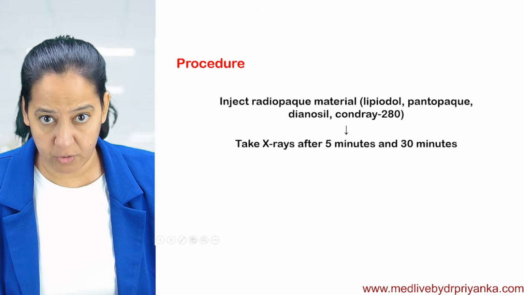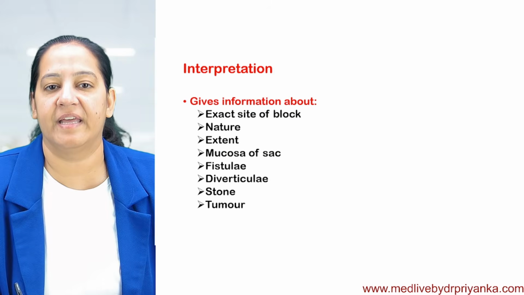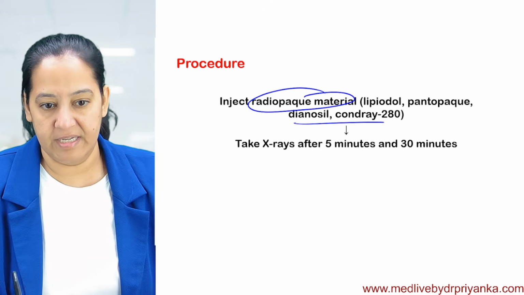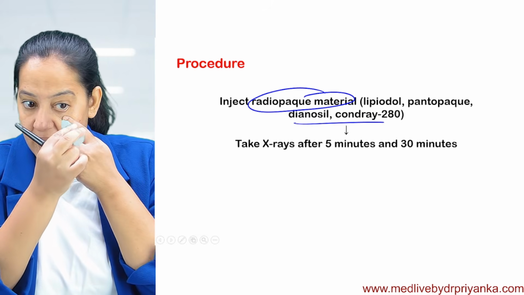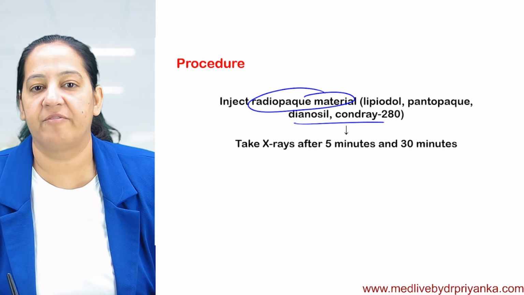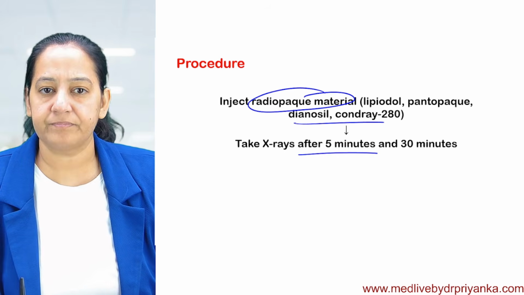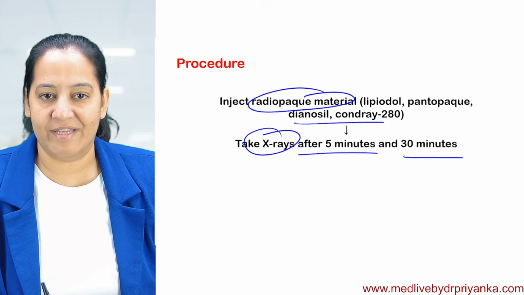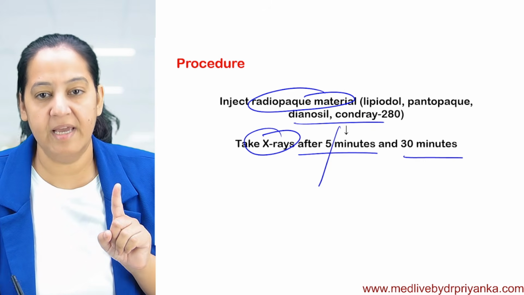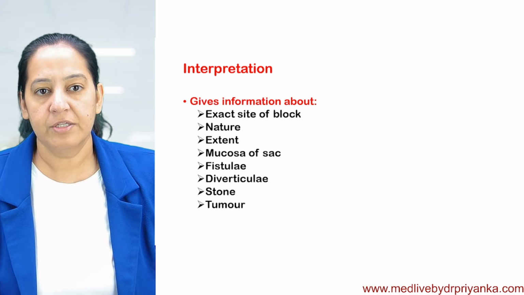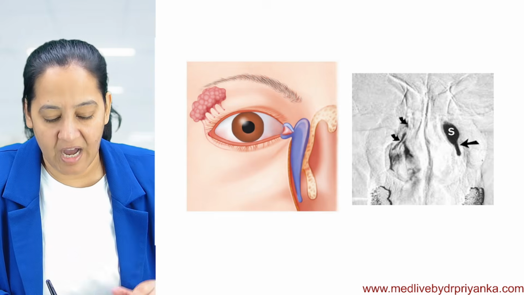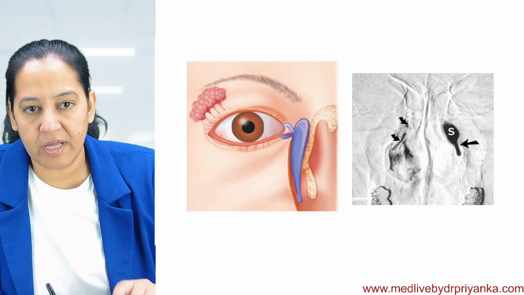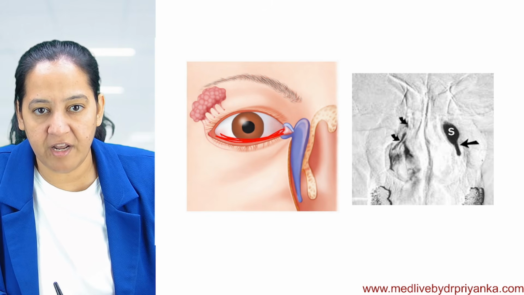For that, we are performing dacryocystography. So what we are doing, we are taking a radio opaque material and we are instilling it in the eye. Suppose this is the radio opaque material. I'm instilling it in the eye and waiting for 5 minutes. After 5 minutes and 30 minutes, I will take two X-rays. The first X-ray I will take after 5 minutes, and the second X-ray after 30 minutes. So I will come to know the exact location of the obstruction. I'm putting the dye over here. See, I'm putting the radio opaque material over here.